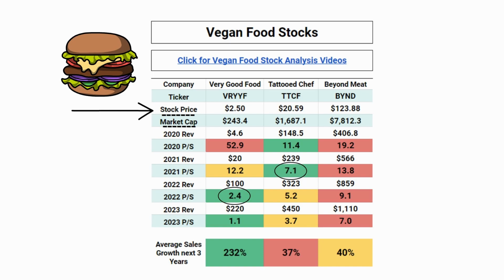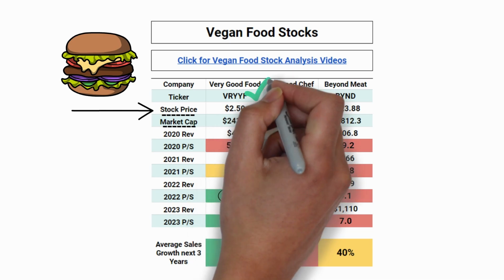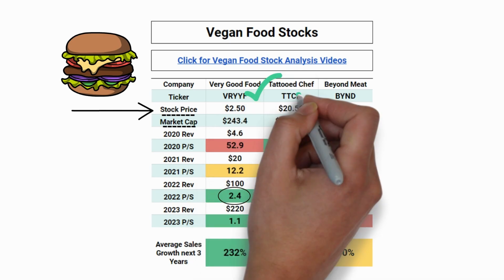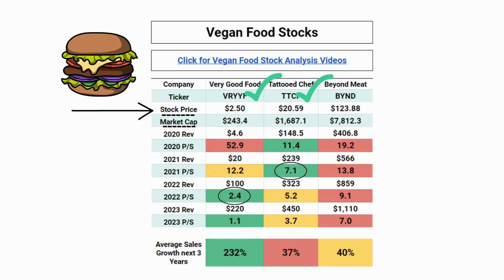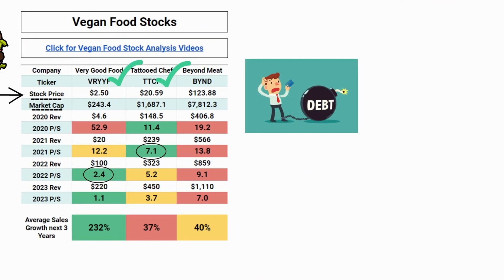When we check the next few years, looks like it is expected that Very Good Food will grow big and bring high revenues compared to its market cap. For in-depth analysis about these stocks, you can check our vegan food stock playlist.